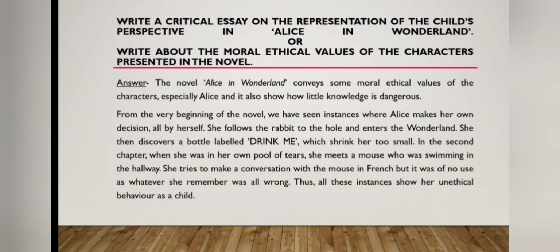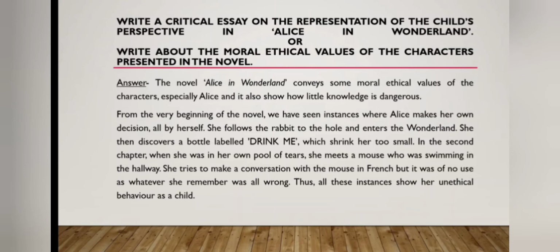The novel Alice in Wonderland conveys some moral and ethical values of the characters, especially Alice, and it also shows how a little knowledge is dangerous. From the beginning of the novel, we see instances where Alice makes her own decisions all by herself. She follows the rabbit down the hole and enters Wonderland. She then discovers a bottle-labelled drink, which shrinks her too small.